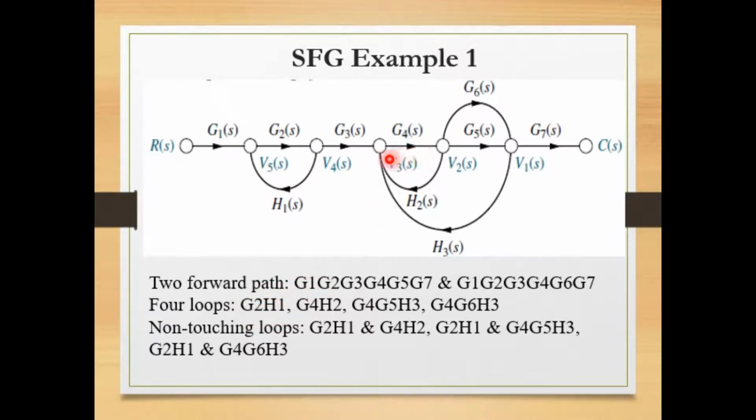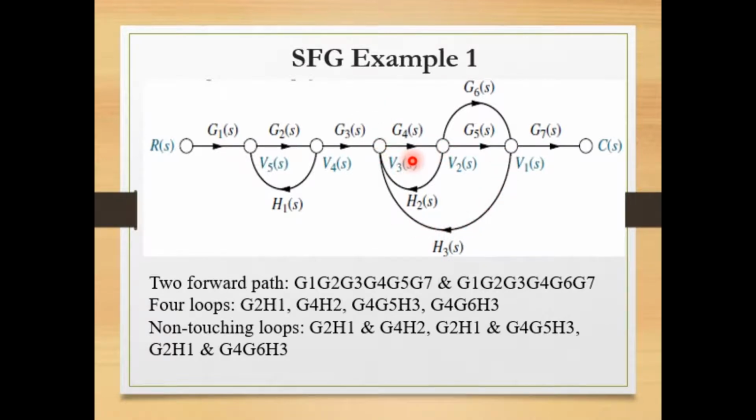Next we have the path from V3, V2 back to V3, which means the loop gain is G4 into H2. Next we have one more loop, you can observe here, from V3, V2, V1 back to V3. What is the gain? It is G4, G5, H3. G4, G5, H3 is the loop gain.